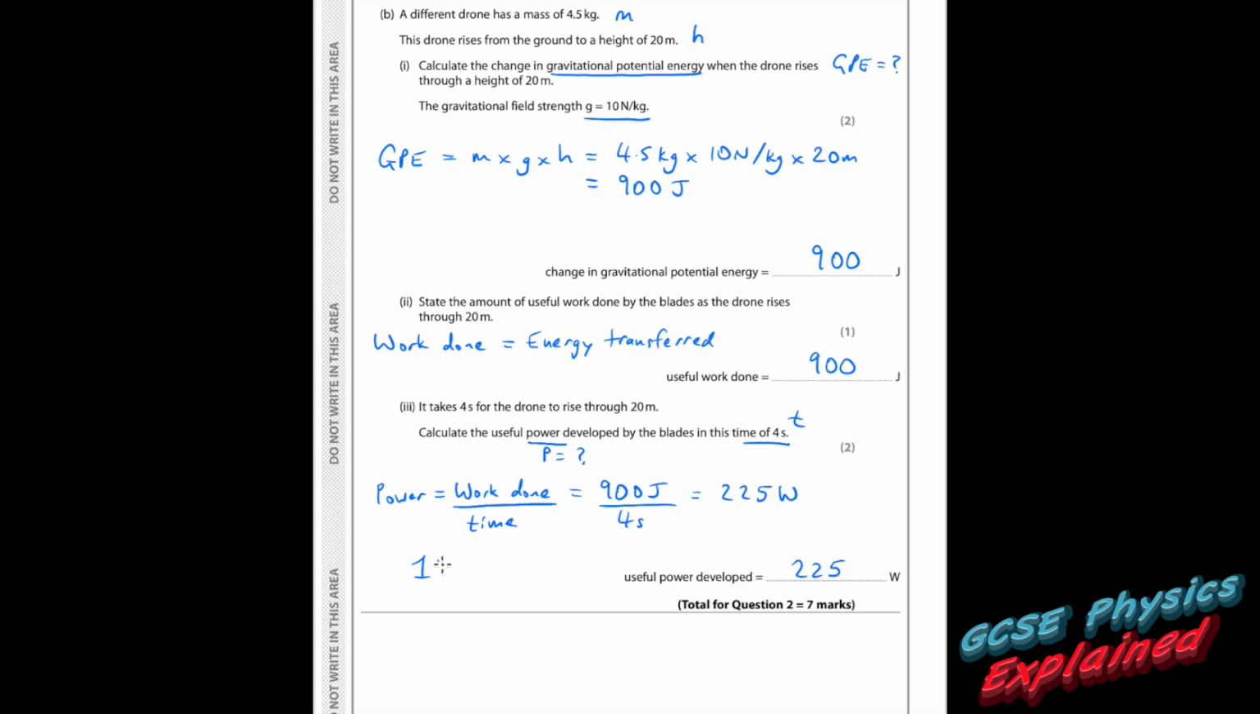Remember, 1 watt equals 1 joule per second. So that's why we take the joules and divide it by the seconds.